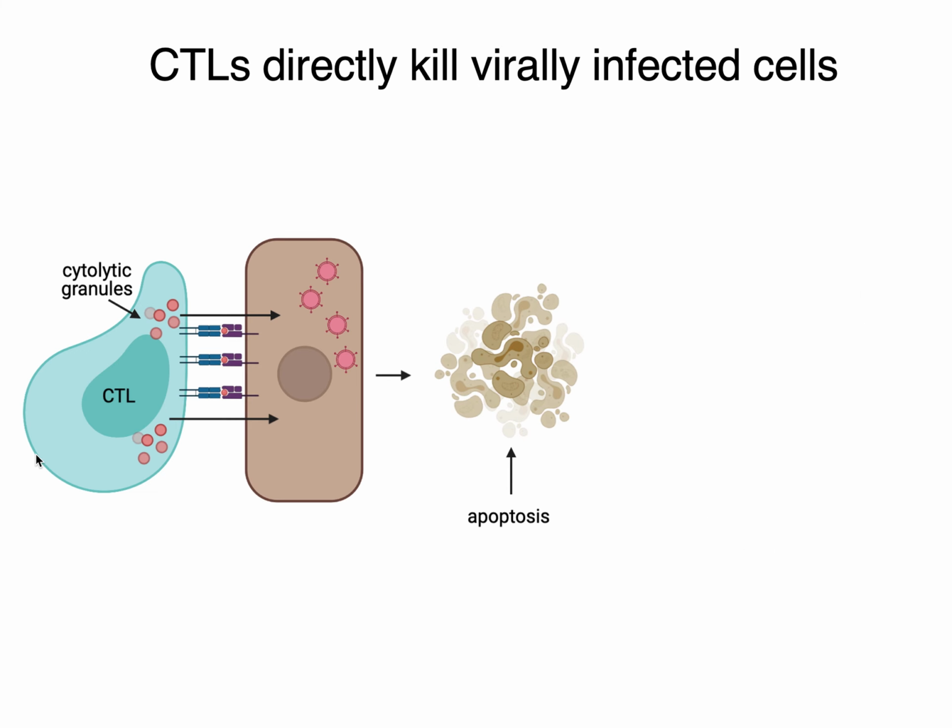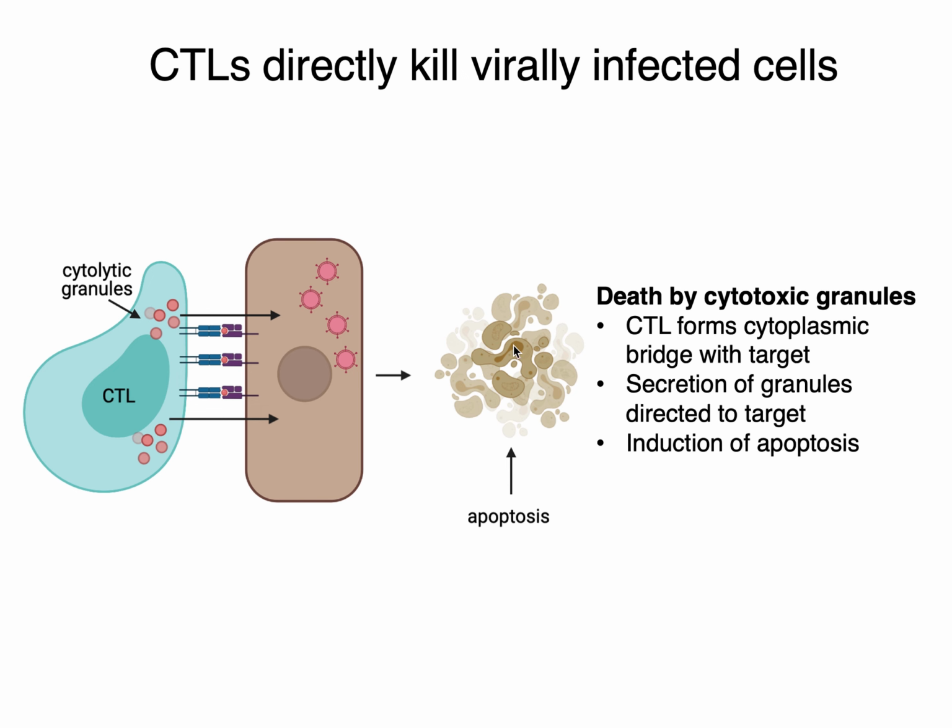Cytotoxic T lymphocytes, on the other hand, are killers. This is just an example of a cytotoxic T lymphocyte that has found a virally infected epithelial cell, and it will now secrete cytotoxic granules that will perforate the membrane of this epithelial cell and lead to its cell death via apoptosis. This cytotoxic T lymphocyte, or killer T cell, will form what's called a cytoplasmic bridge with its target to be able to effectively secrete these granules that will then kill this target cell.